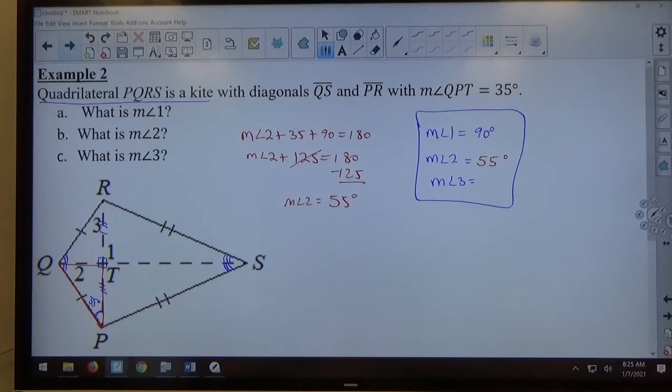Okay, the other thing they ask us for is the measure of angle 3. So we know now that angle 2 is 55 degrees, which means that this angle right here is also 55 degrees. And if you take a look, these two triangles here are congruent triangles, right? We can go with the side angle side congruence, or here we go. This is congruent to itself, right? So side angle side, side angle side. So congruent triangles, so if this is 35 degrees, then angle 3 must be 35 degrees.